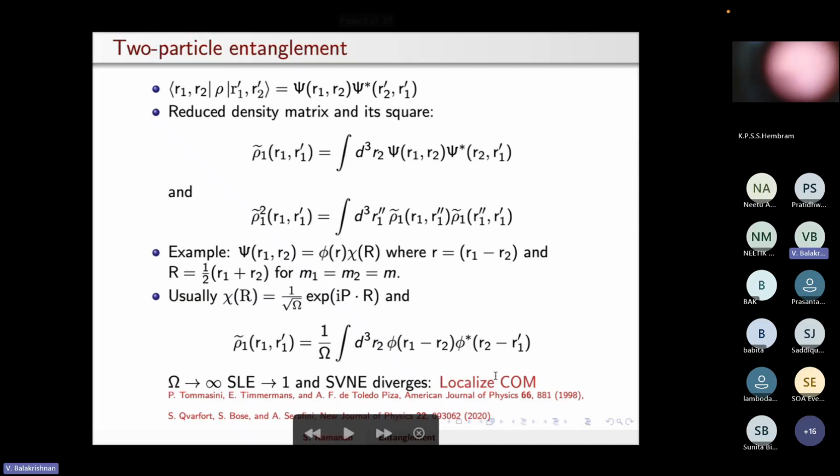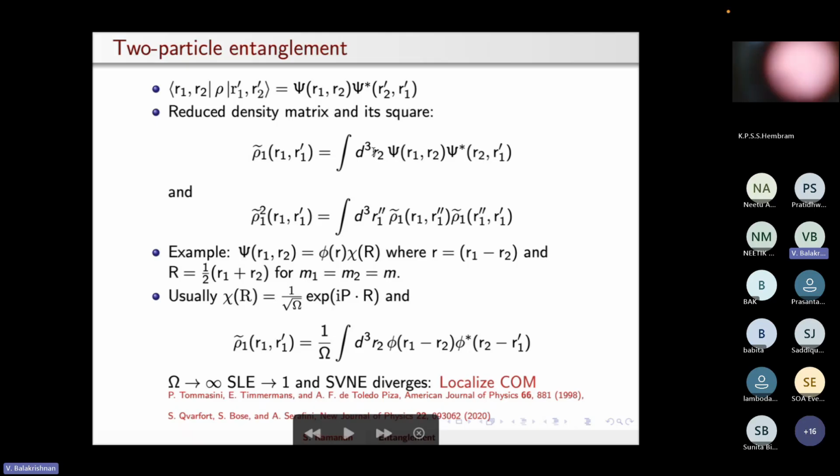So now, with the two particle wave function, it could be the coupled oscillator, it could be the hydrogen atom, it could be the deuteron, I define the density matrix in the position space. Then I can find the reduced density matrix and the square of the reduced density matrix.